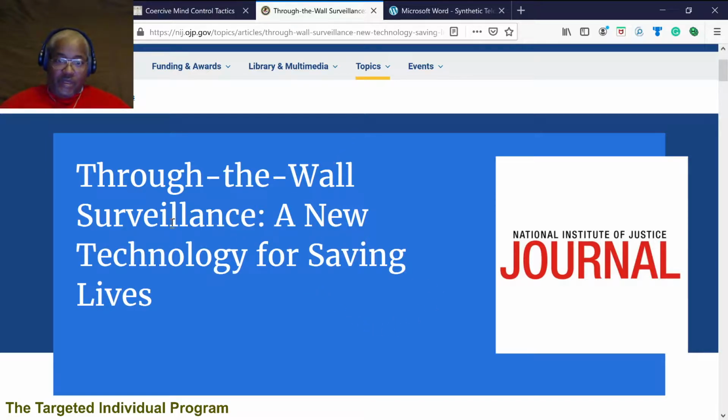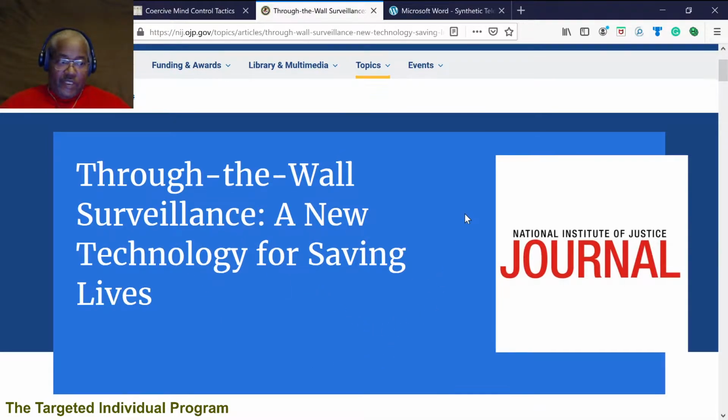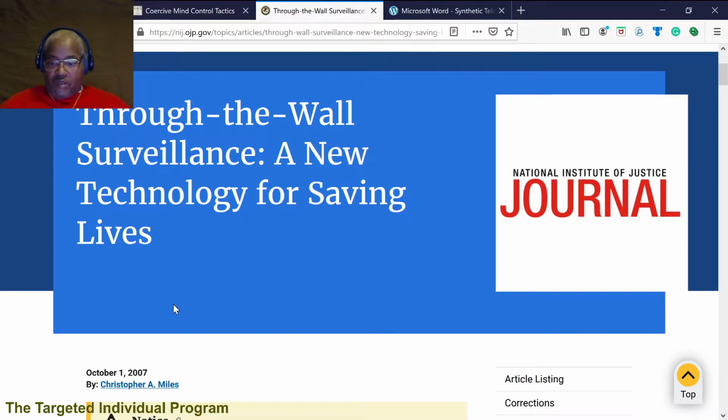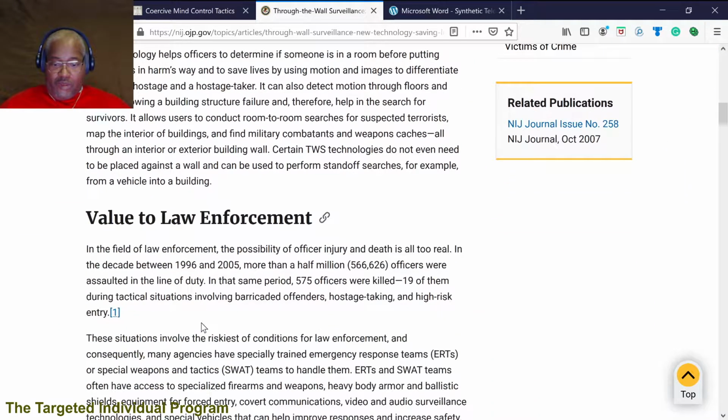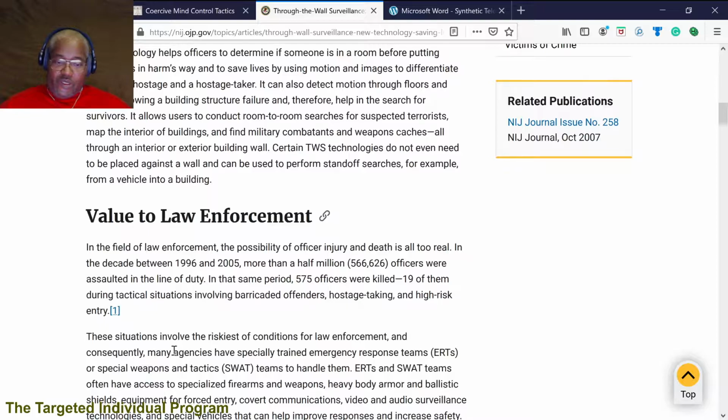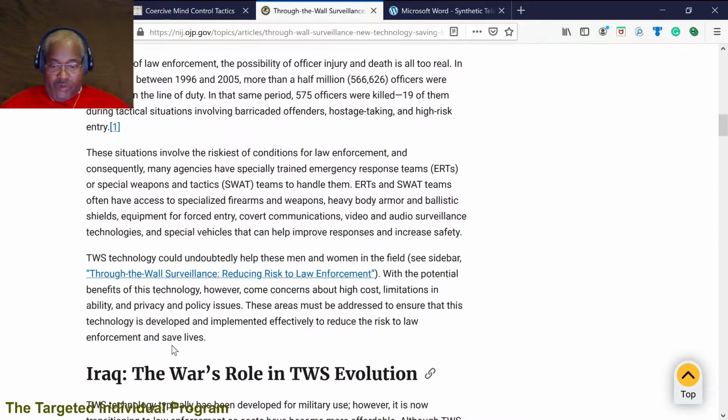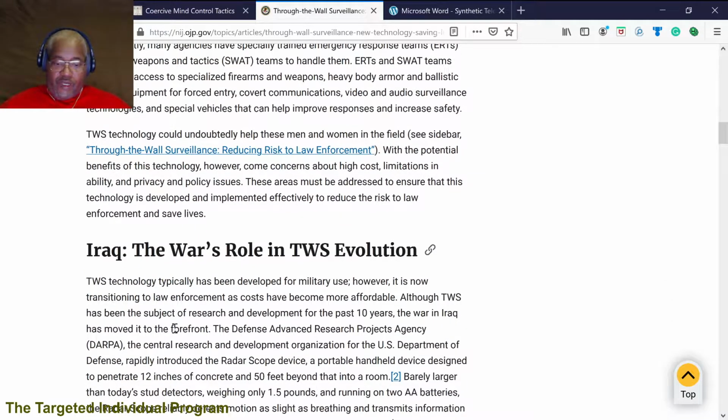And the police have been using through-the-wall technology for a very long time. This is nothing new. This article is from the National Institute of Justice Journal, written October 1st, 2007 by Christopher A. Miles. And it talks about law enforcement using these technologies to see into people's homes, right? They can see into people's walls. They can even recognize certain objects.